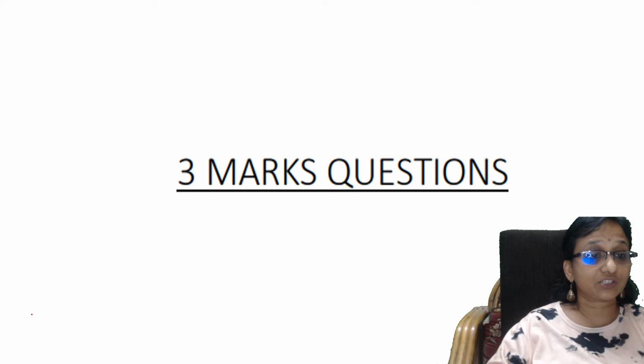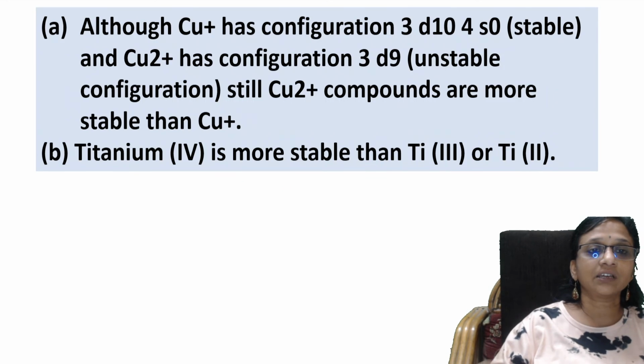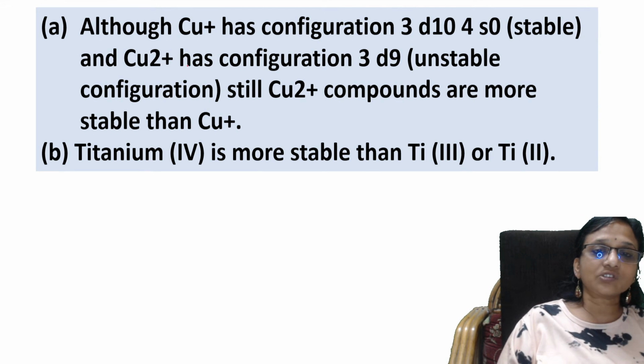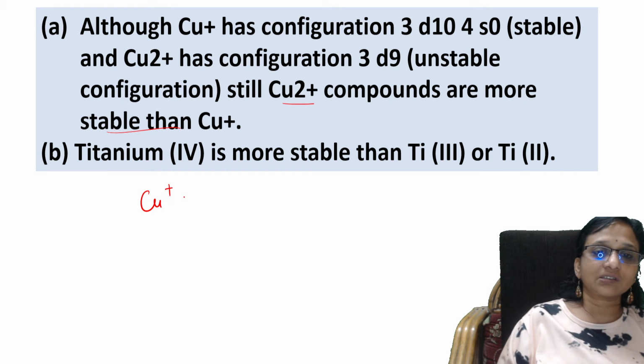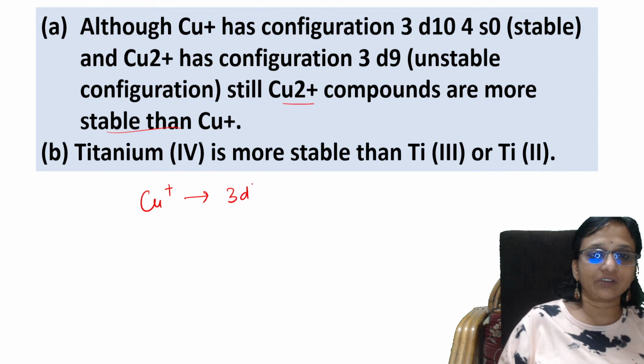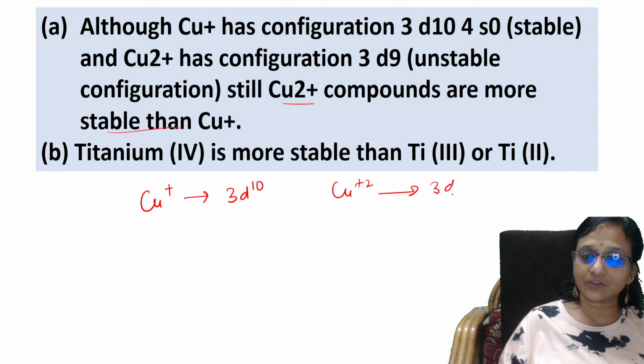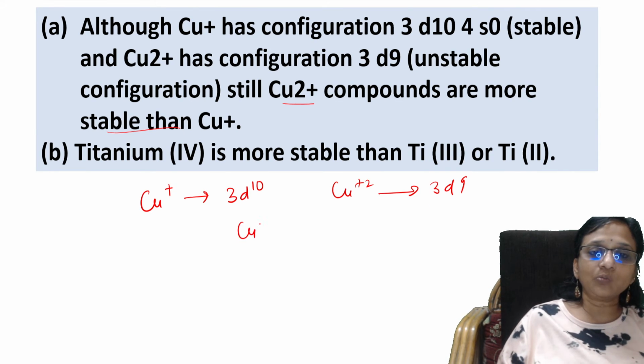Next comes your 3 marks questions. Very quickly we'll answer. Although Cu+ has configuration 3d10 and Cu2+ has configuration 3d9, still Cu2+ compounds are more stable than Cu+. So they are saying Cu+ has 3d10 configuration, Cu2+ has 3d9 configuration, but Cu2+ compounds are more stable than Cu+.